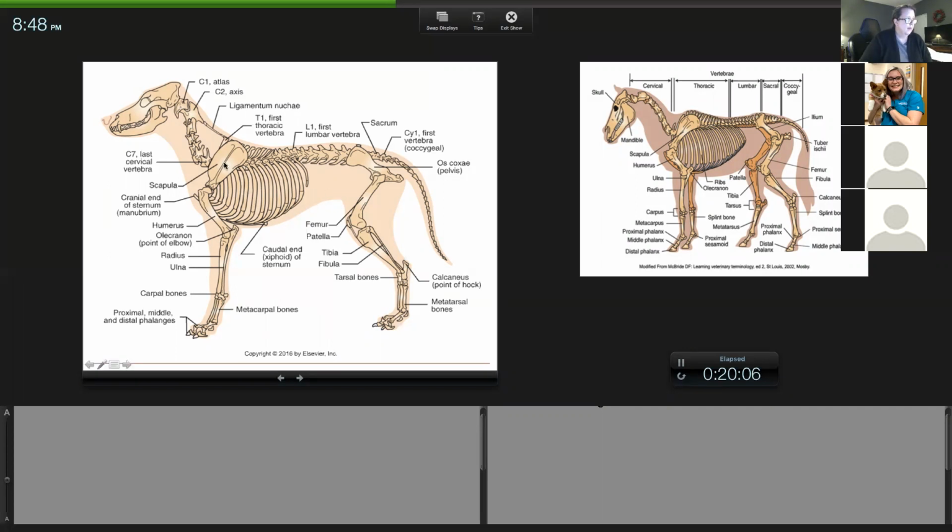And then remember, I gave you guys the vertebral formula. We talked about the dog and the horse. So we've got C1 and C2. You need to know what the letters stand for. For number 19 on the study guide, it said, what are the names of C1 and C2? C1 is the atlas, C2 is the axis. Those are the only two that have names.